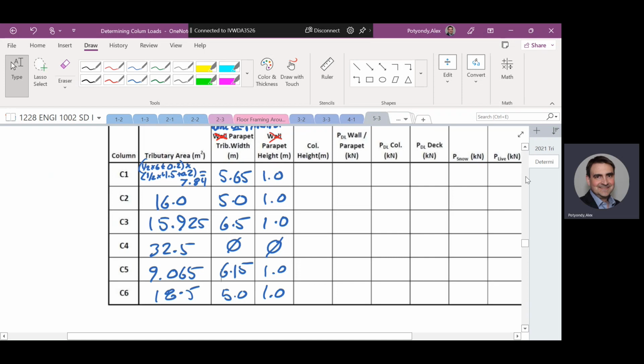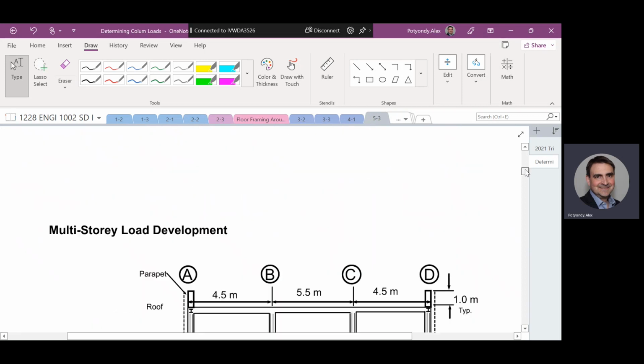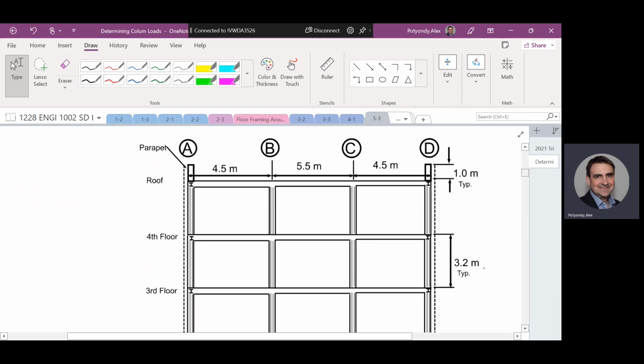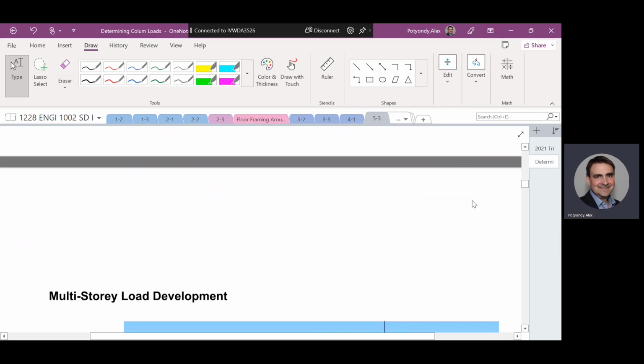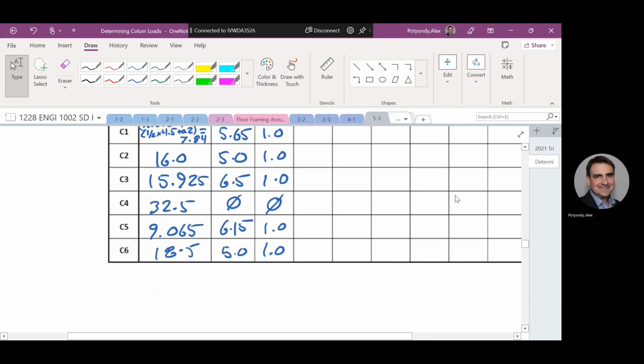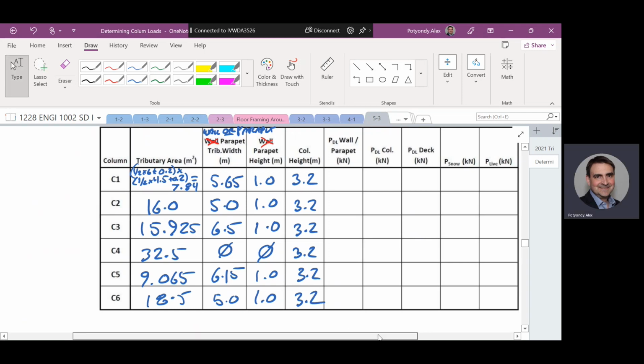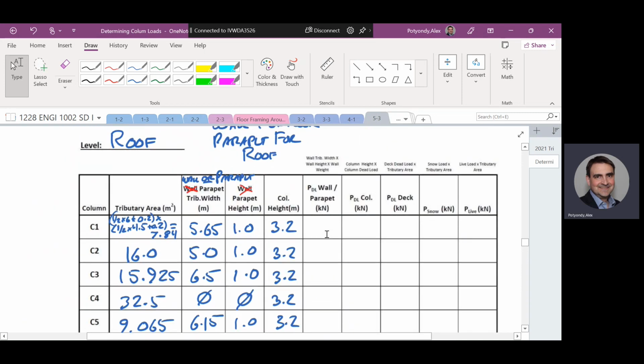Okay. Column height. Well, I've got to go to my sections for that. And this building is, they were quite generous because it's 3.2 floor to floor. So I'm going to include that in my calculation here. And every column's the same height. So that's good. Well, I do believe that that is all the geometry I require.